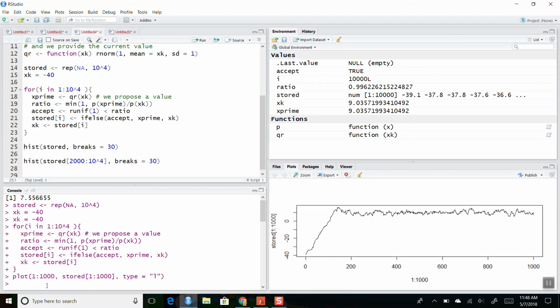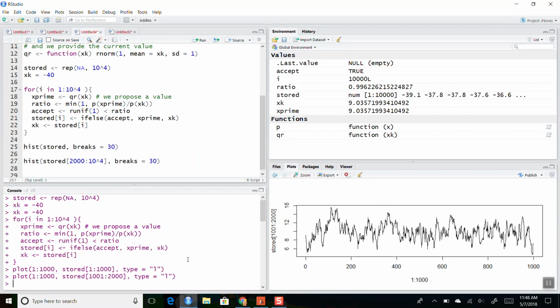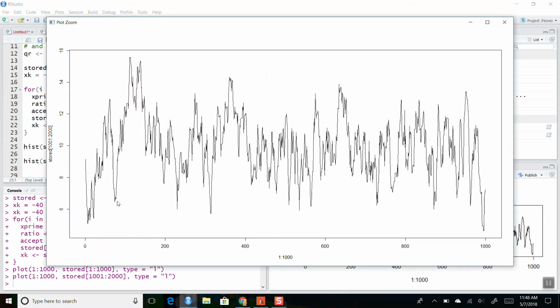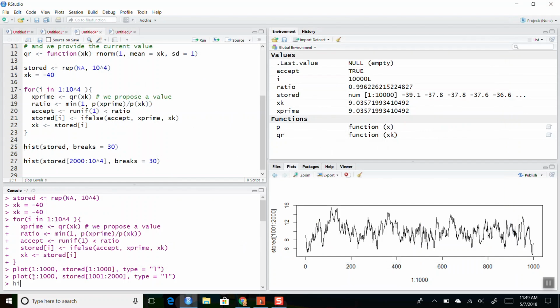And so if I plot the next 1,000 values, 1001 to 2000, now we just have a random walk in the zone that we expect, which is centered at 10 and going from about 4 to about 16-ish. And we can ask, all right, let's look at a histogram of our stored values.